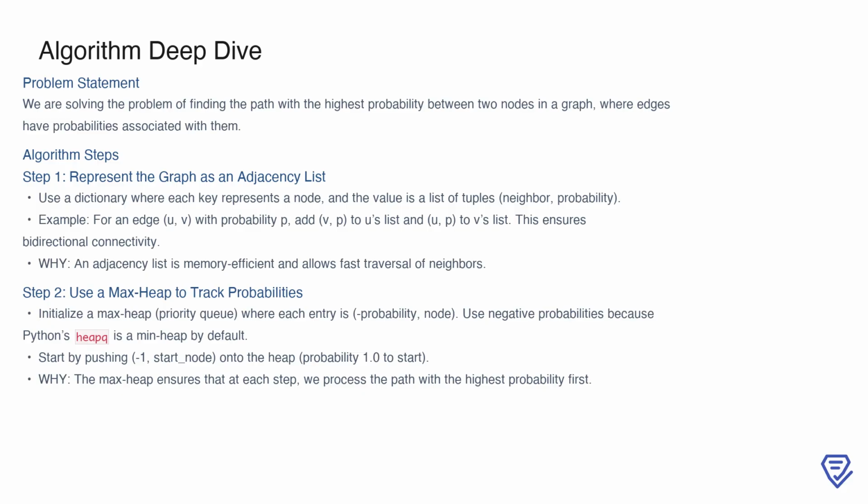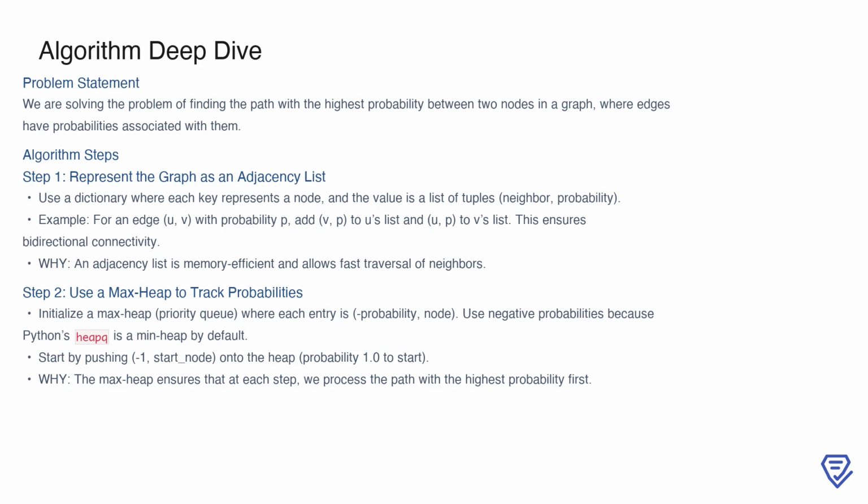To solve the problem of finding the path with the maximum probability between two nodes in a graph, we start by representing the graph as an adjacency list. This means each node is a key in a dictionary, and its value is a list of tuples representing its neighbors and the probabilities of the edges connecting them. For example, if there's an edge between nodes U and V with a probability P, we include (V, P) in U's list and (U, P) in V's list. This bidirectional representation ensures that we can traverse the graph efficiently in either direction.